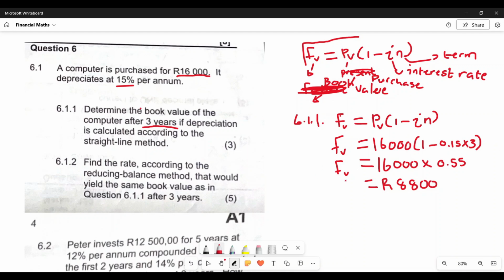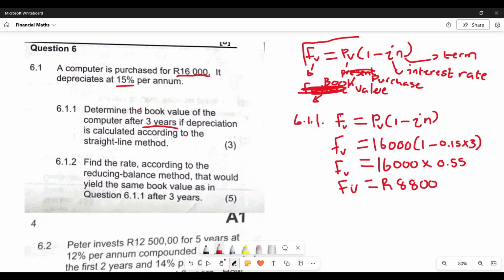So this is our book value. So if you already calculated this before we solved it, you can clap hands for yourself or pat yourself on the back. You got it right. So we are going to move on to the next question, that is 6.1.2.